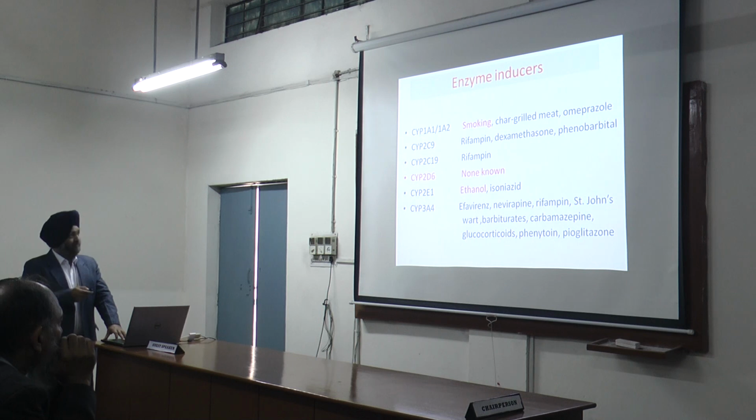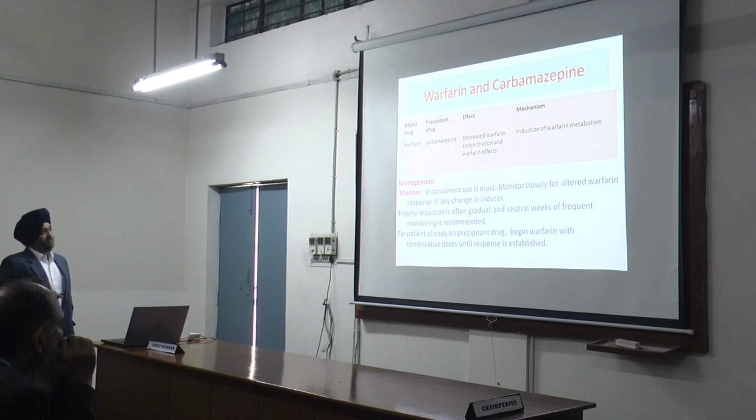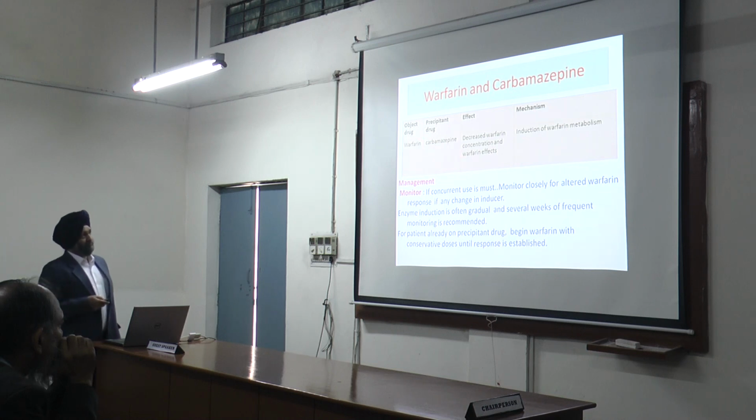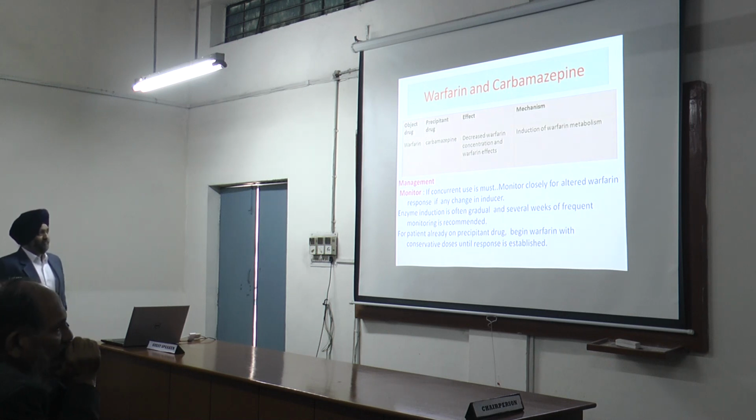Now inducers, we all know about these inducers. We have all the anti-epileptics, and some antitubercular drugs are also there. Here carbamazepine is an inducer, for example carbamazepine with warfarin. So chances of induction of warfarin metabolism will be there, and the effect of warfarin will be reduced, so the warfarin response needs to be followed much more closely.